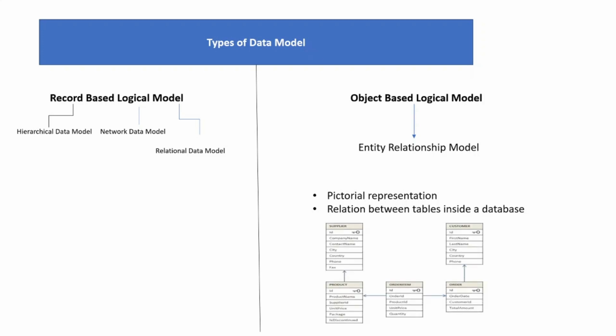Let's look at this ER diagram, the entity relationship diagram of a supplier chain. Here you can see a supplier table is having a relationship with the product, which is further having a relationship with the order item table, which again has a relationship with the order table, and then it has a relationship with the customer table. We will see and learn more about entity relationship model in the coming lessons. Hope to see you there.